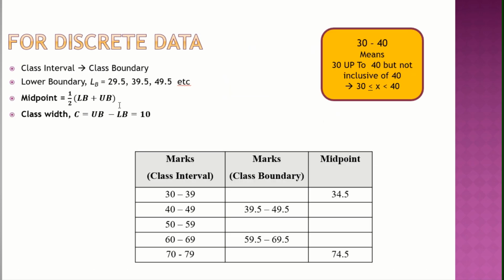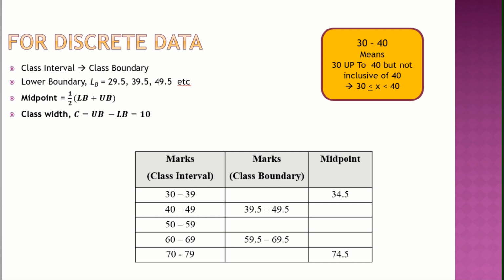Okay, so for discrete data, you don't worry how to do your correction. You minus 0.5, you add 0.5. How to find your midpoint? Okay, it's the middle of the data. So basically, you find your boundaries first and you find the middle. So you add up both and divide by 2. That's how you find it.